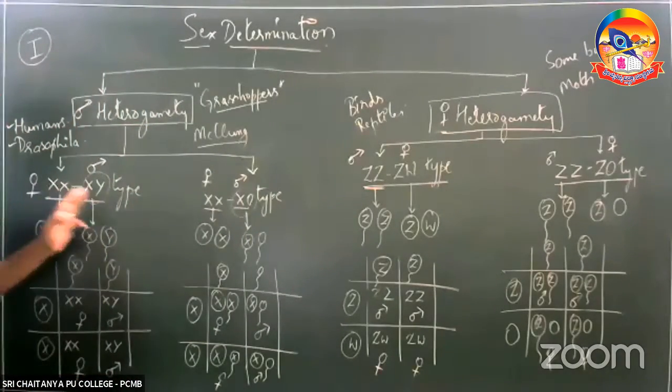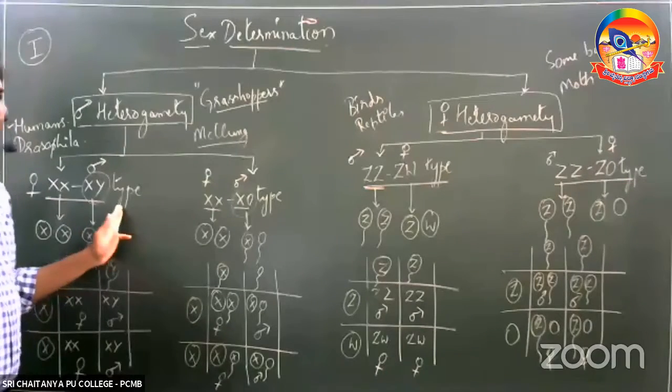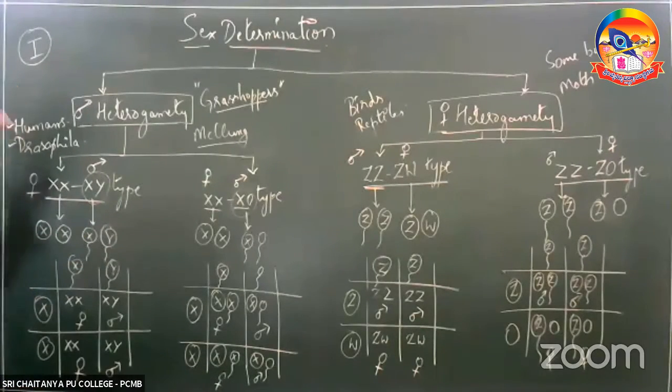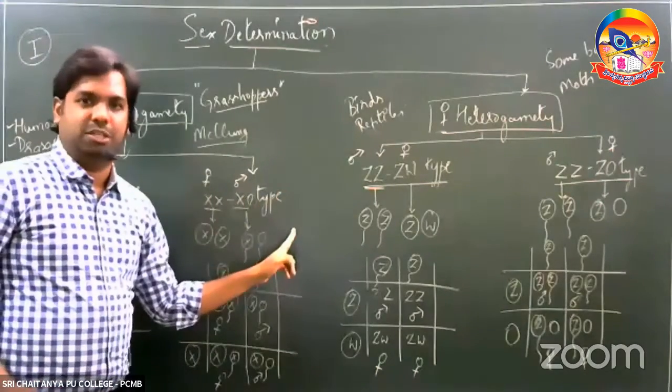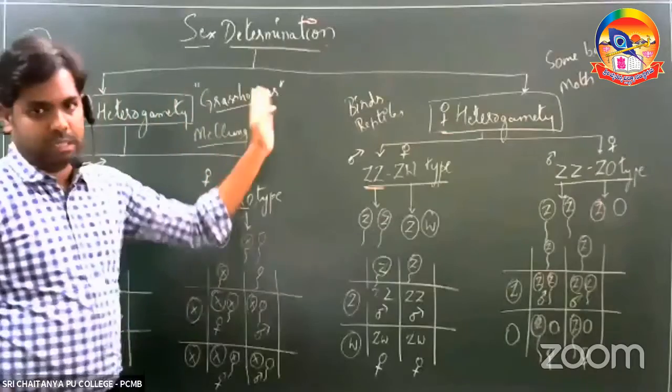One is called XX and XY type of sex determination. Examples we have taken are humans and Drosophila. The second type is XX and X0 type of sex determination. The example we have taken is grasshoppers.